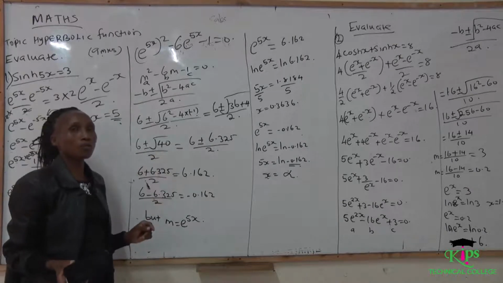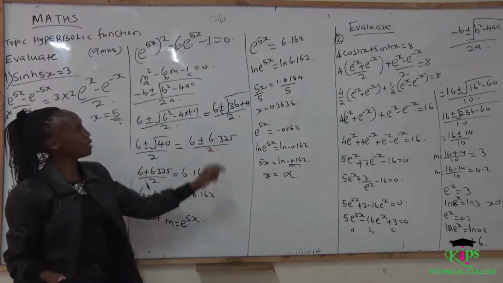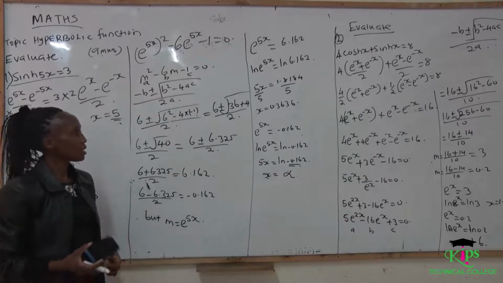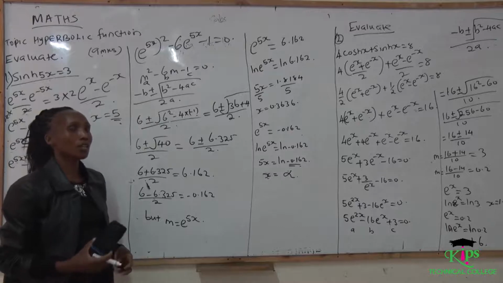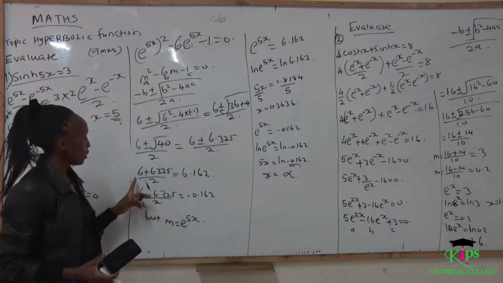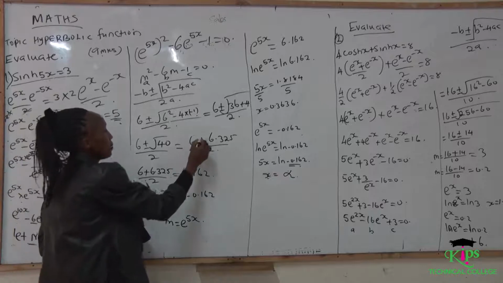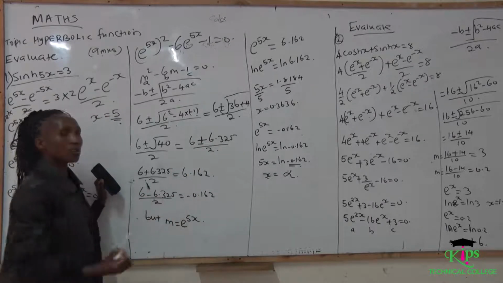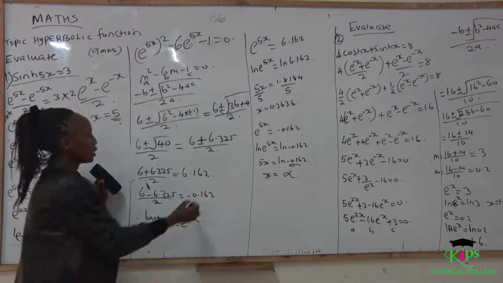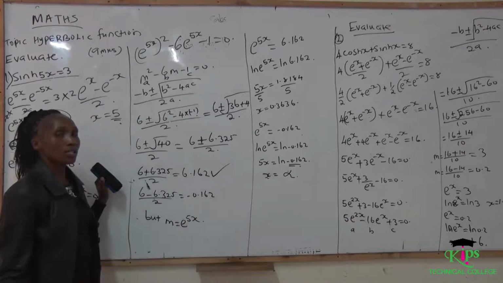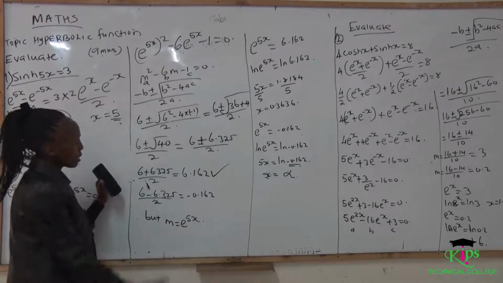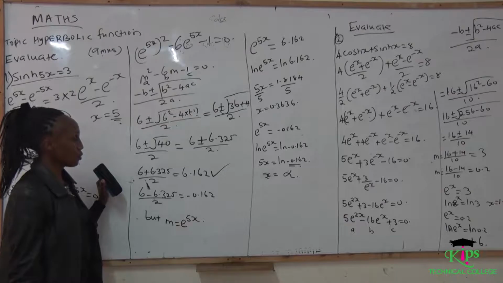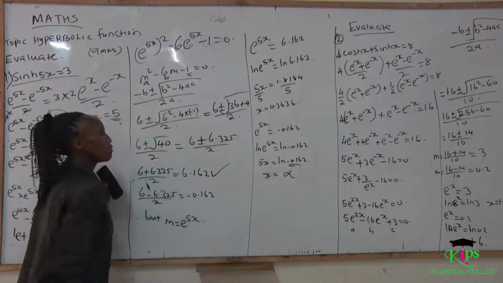What is the square root of 40? The square root of 40 will be 6.325. So you're going to say 6 plus or minus 6.325 and then you divide by 2, because it can either be plus or minus. So you're going to say 6 plus 6.325 divided by 2. You are going to get 6.162. At the same time, if we subtract 6 minus 6.325 divided by 2, you get this value.